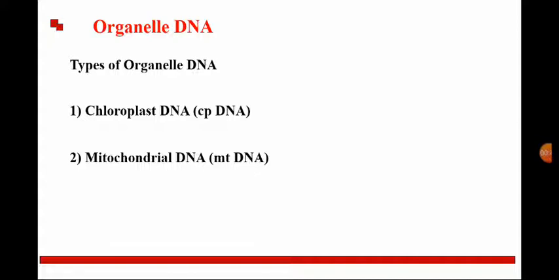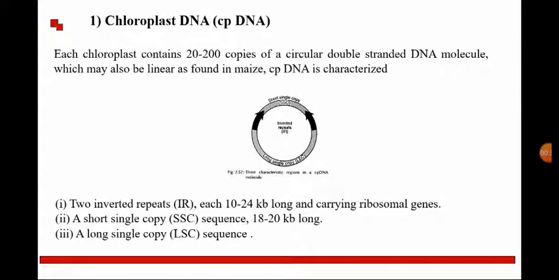Here, there are two types of organellar DNA, that means chloroplast DNA and mitochondrial DNA, that is cpDNA and mtDNA. So let's see one by one, that is chloroplast DNA. Chloroplast DNA contains 20 to 200 copies of circular double-stranded DNA molecules, which may also be linear, as found in maize. That means the chloroplast DNA is found in this maize plant.